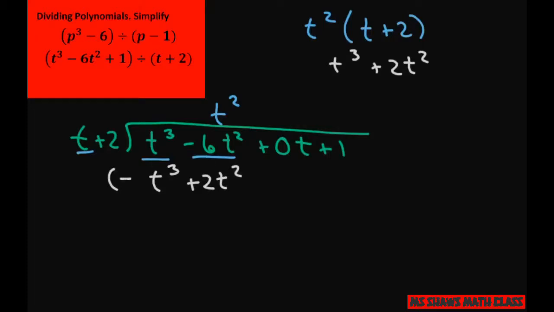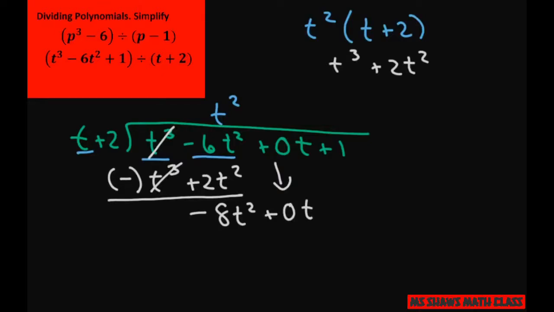And then we're subtracting both terms. That's why I put the parentheses there. This eliminates that, which is our goal. Now we're going to subtract these two and you get -8t squared. Bring down the 0t because you need a placeholder when we do the second step. So we're going to ask what times t gives me negative 8t squared. That's going to be minus 8t. So negative 8t times t plus 2 gives me negative 8t squared minus 16t.